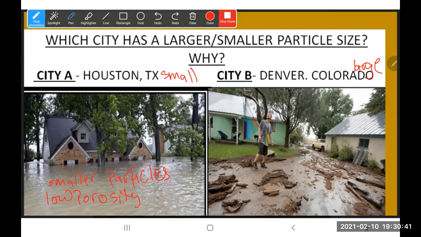On the other hand, city B had large particles and it had high porosity. And because it had high porosity, it also had high permeability. City A had low permeability.